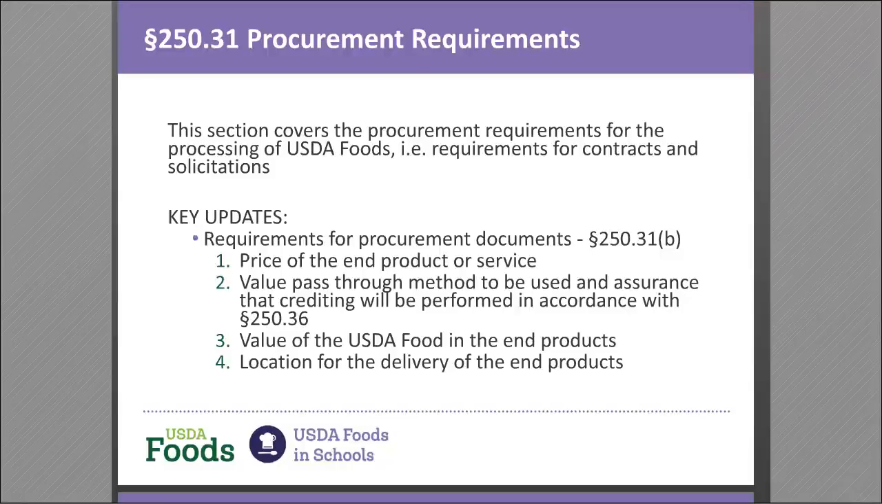As we discussed earlier in this presentation, under our old regulations, we did not sufficiently distinguish between the requirements for agreements and the requirements for procurement documents. In fact, the terminology used for agreements in the old regulations was contracts, which certainly caused some confusion. Our updated regulations clearly distinguish between the requirements for agreements, which are laid out in 250.30 and 250.38, and the requirements for procurement documents laid out here and in federal procurement rules.